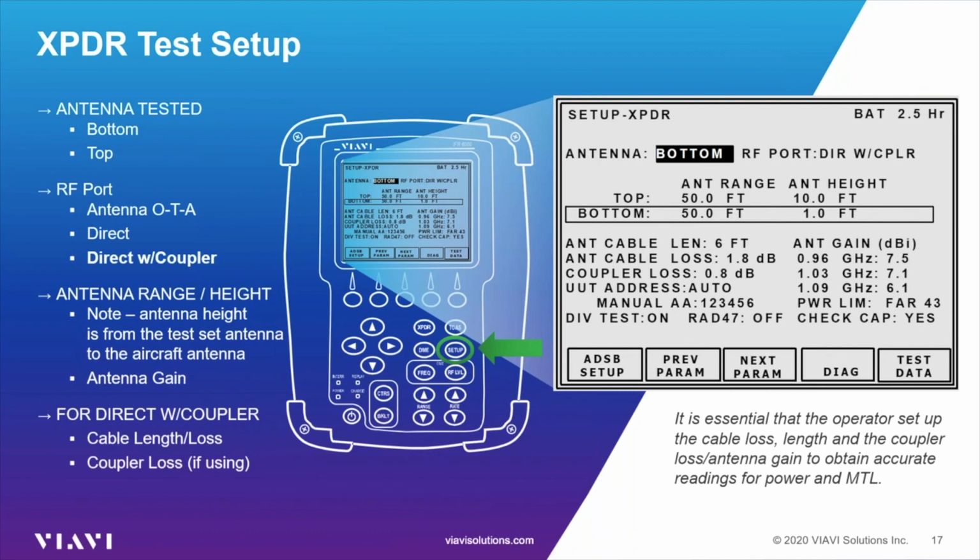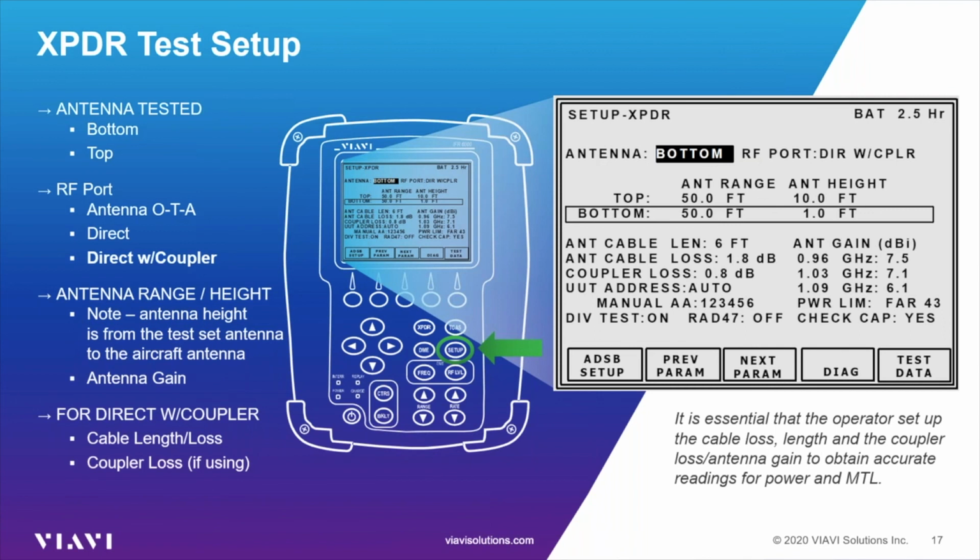In terms of the antenna that's being tested, quite often there will be an antenna either on the top or on the bottom of the aircraft, so you need to specify which one you're using. In terms of the RF port that you're connected to, there are a few ways of connecting to this. You can either use a tester which has an antenna, and you can be testing over the air to the antenna on the aircraft itself.